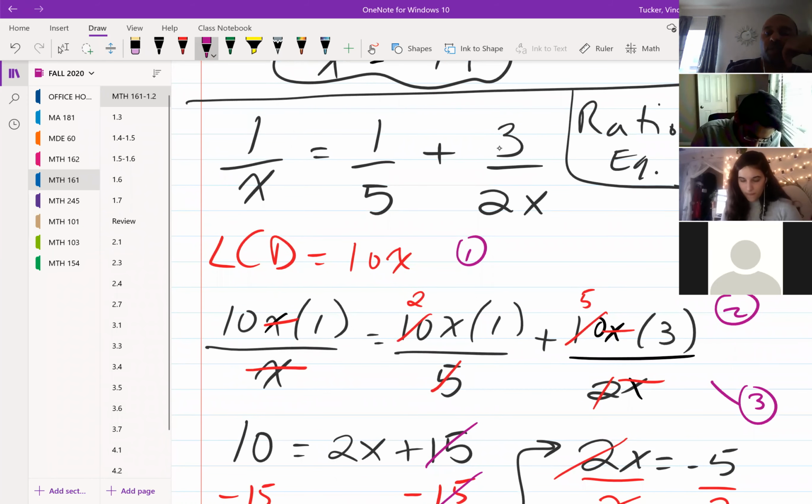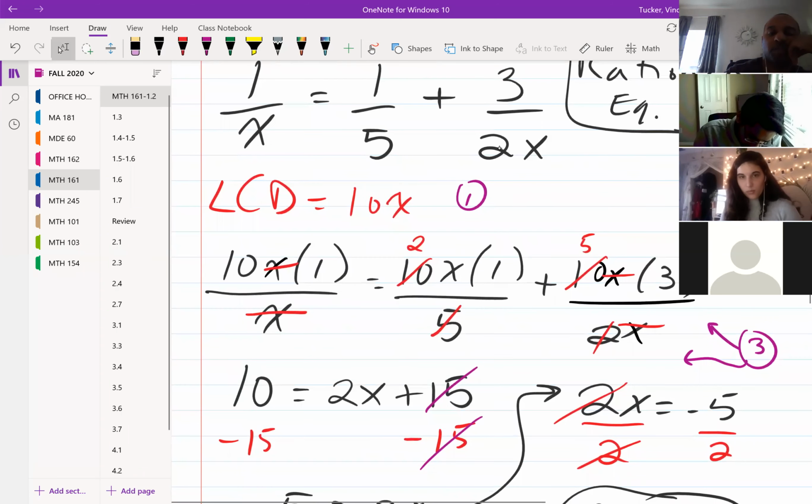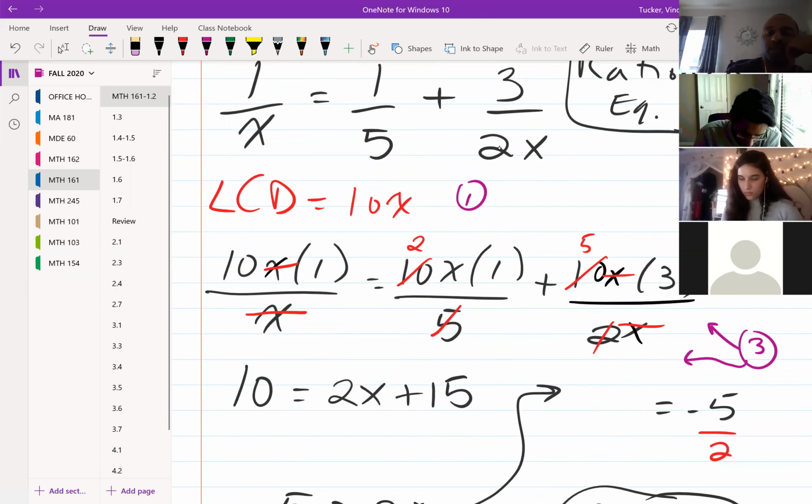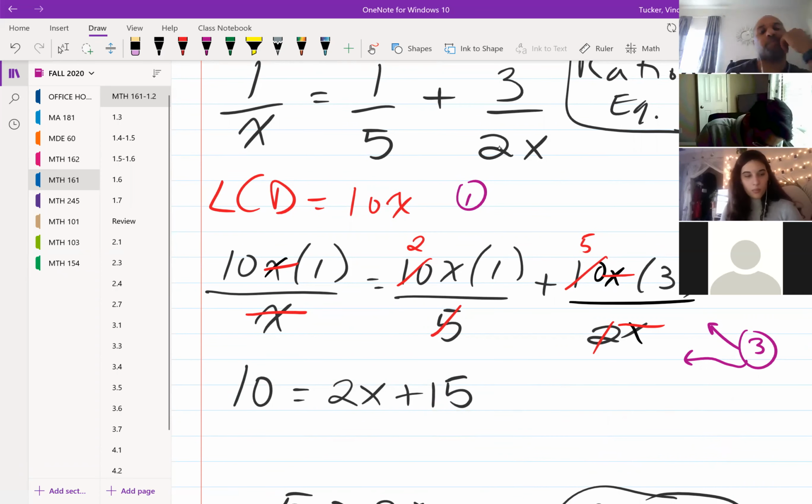So step 3, we simplified, and then we're coming over here. So what we should be left with is 10 times 1, which is 10, 2x, and then plus 15, 5 times 3. So before we go any further, make sure we're okay with what happened.